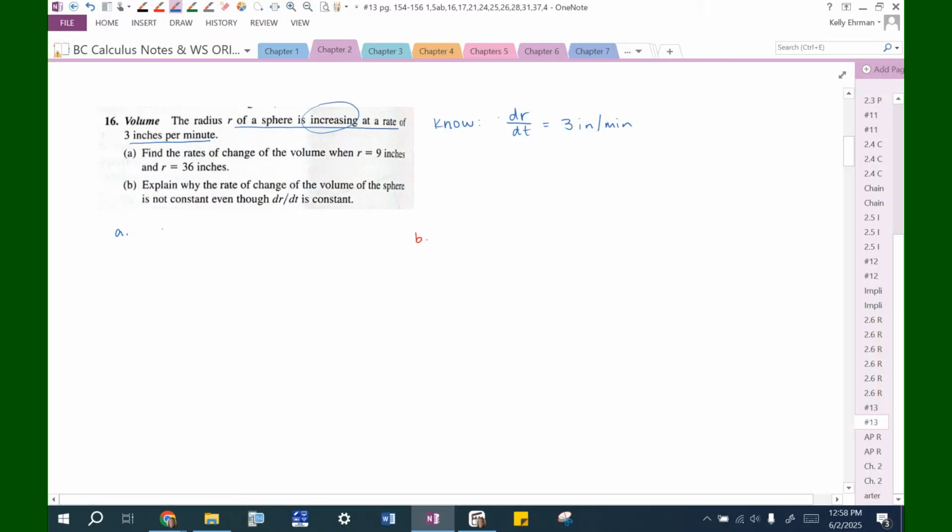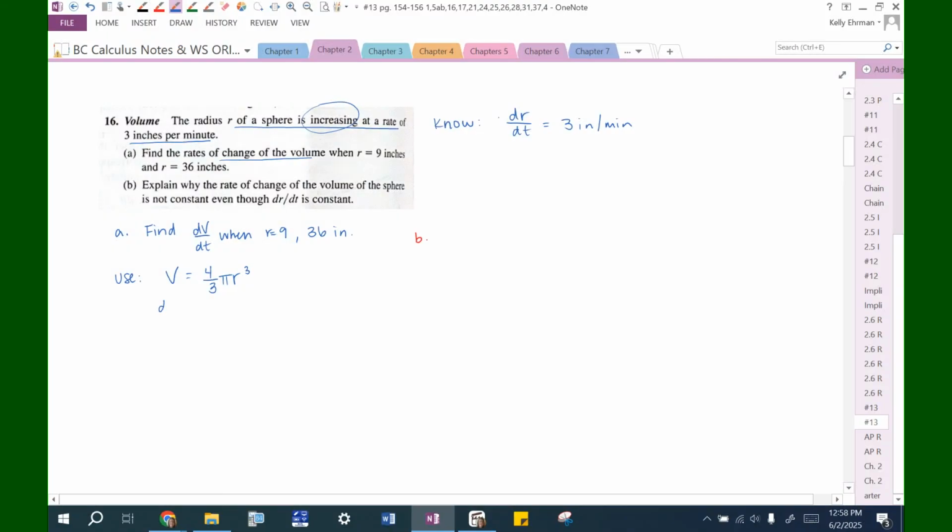And they're asking me for part A to find the rate of change of the volume, so dV/dt, when r equals 9 and 36. Do that in two different things. And so I'm going to use the volume equation for a sphere. They will give you these formulas on the AP test, and I will give them to you on your chapter test or quiz or whatever. So the volume of a sphere is 4/3 pi r cubed.